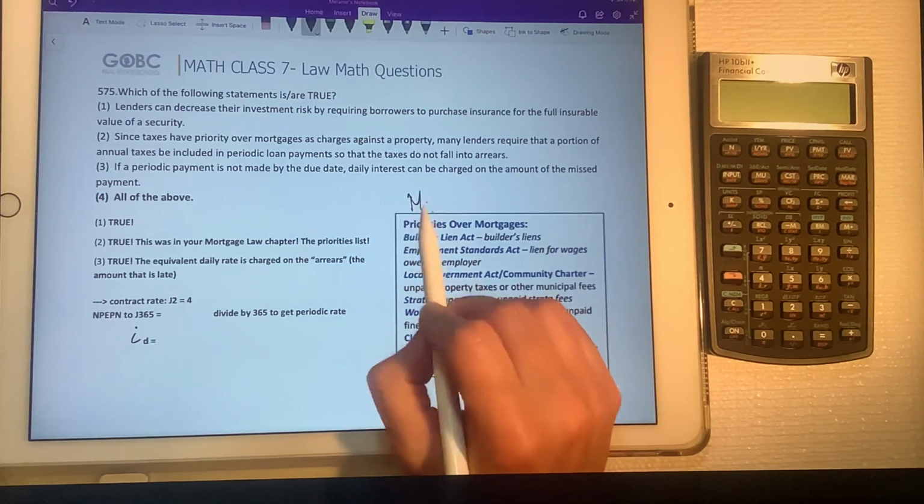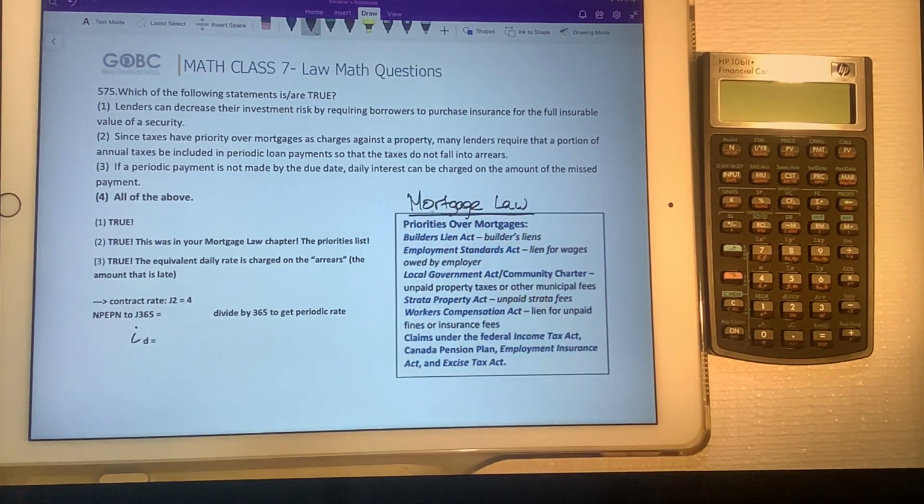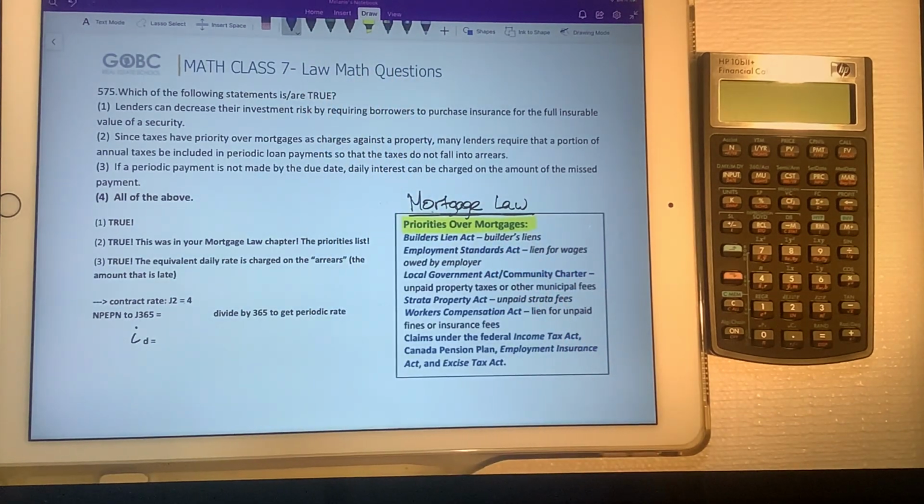Okay, so 575. This one is kind of one of those other sneaky questions that I was talking about before. Some of the information in this question actually comes from your mortgage law chapter, specifically when we talked about the priorities list. The priorities list, just to refresh your memory, was about what things charged on title would have priority over a mortgage if the lender found themselves in a foreclosure situation and they were going to sell the property to try and get back their capital, to try and get back their money.